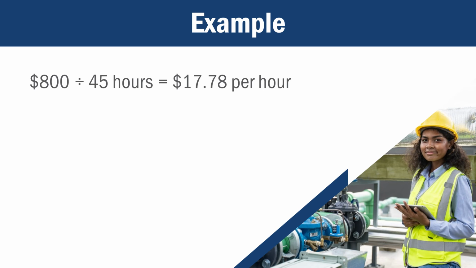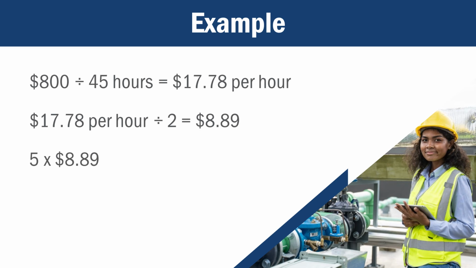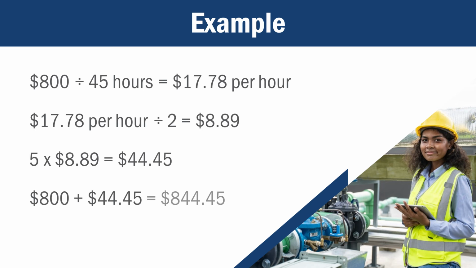In our example, Anne's earnings were $800. We determined $17.78 would be the extrapolated regular hourly rate. $17.78 divided by 2 is $8.89. Anne worked 5 hours over 40 in this work week. 5 times $8.89 equals $44.45. Anne would be due gross wages of $844.45 for this work week.